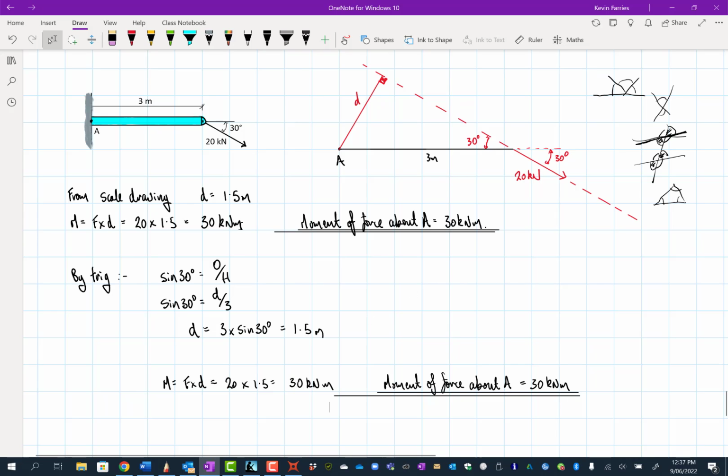Okay, so that's one way of doing these: draw the line of action, find the lever arm, the shortest distance to that line of action, and then use trig or a scale drawing to figure out that lever arm, and then just use moment as force times distance. But there's another way, so we'll give a little bit of background to that first, and then we'll do this same example using another method.